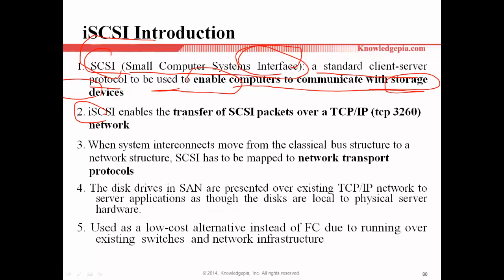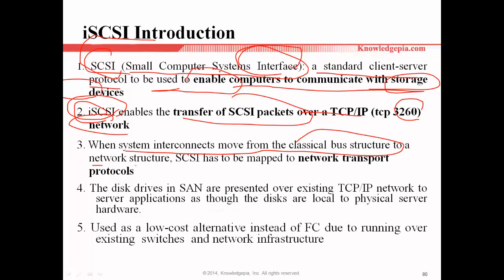iSCSI enables the transfer of SCSI packets over TCP/IP networks using port number 3260. So if we want to access a storage device using the network, then we have to use iSCSI. Number three, when a system interconnect moves from the classical bus structures to network structures, especially TCP/IP, SCSI has to be mapped to a network transfer protocol like TCP.